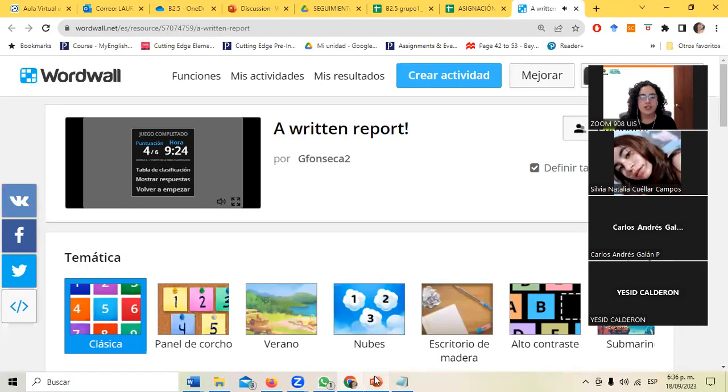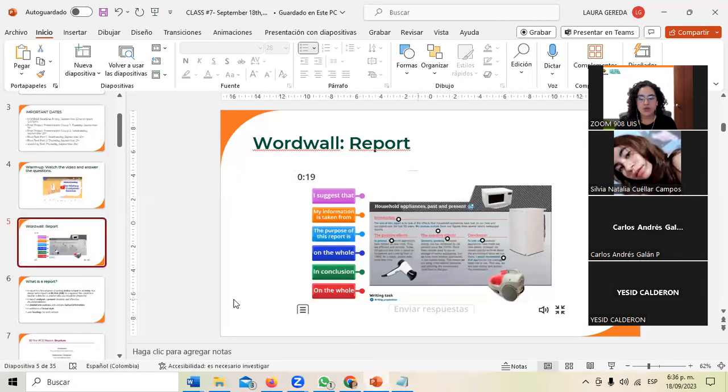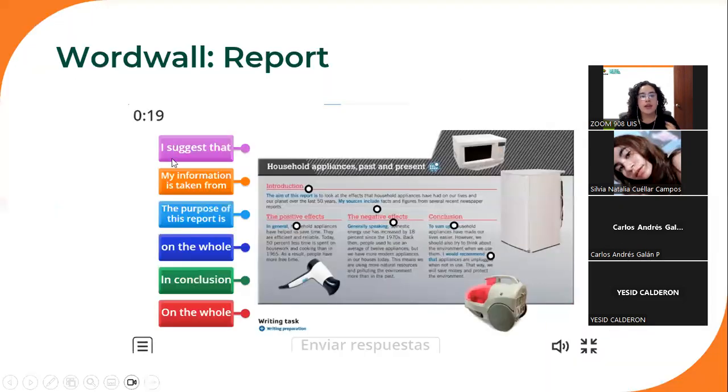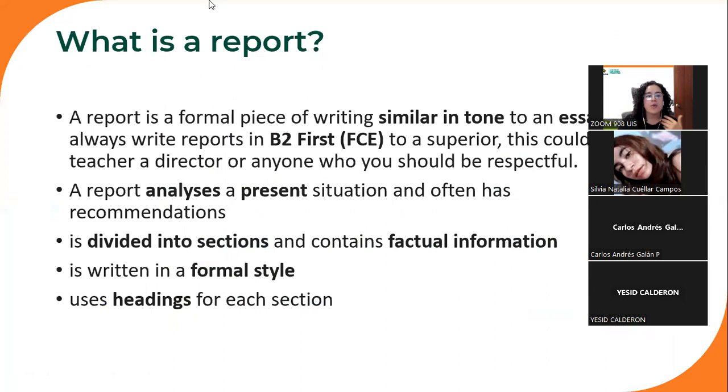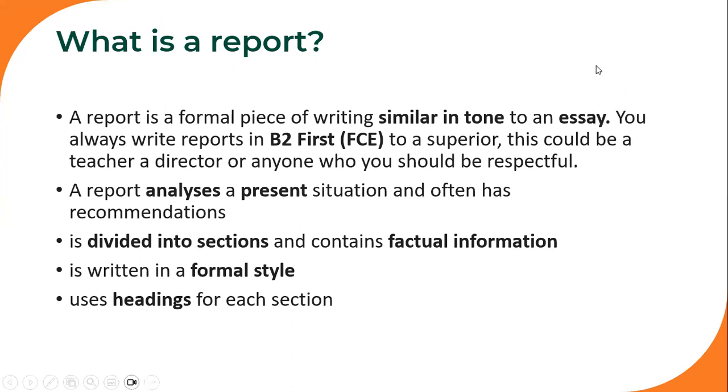All right, guys, good. So that is a short introduction to our topic. So we're going to check what is a report, what's the structure, and we'll read some examples before you can work in groups writing your own report, okay? So to start, a report is a formal piece of writing similar in tone to an essay, right? So a report must include some formal language. It's not casual, it's not informal, okay?